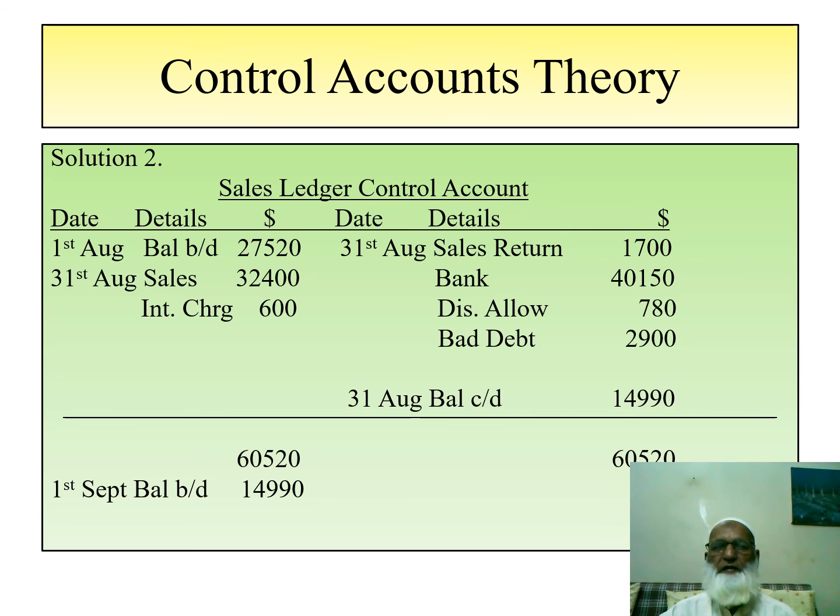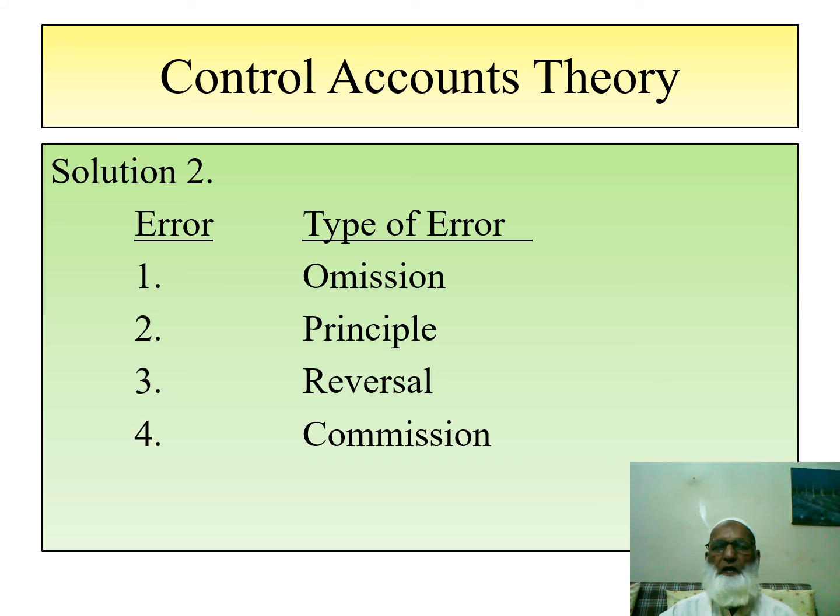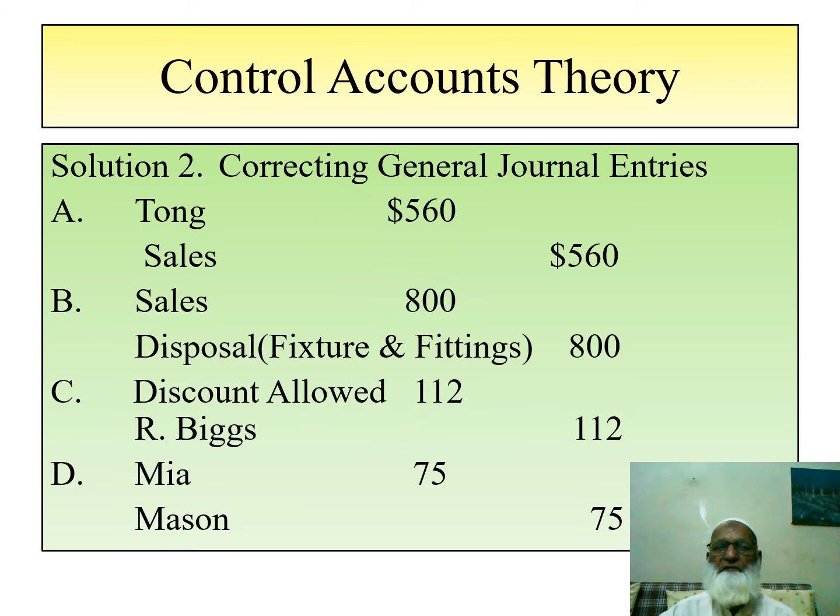Now we go to the next slide. The type of errors: first is omission, second is principle, and third is reversal and commission. These are the types of errors, and we must go back and see whether this is correct or not. And now to the next slide, we have the journal entries to correct the errors.